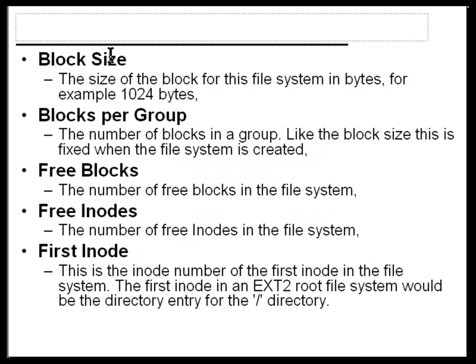It contains information on the block size, which we saw before, and the blocks per group. The blocks per group is the number of blocks in a group. Like the block size, this is fixed when the file system is created. It holds the number of free blocks, the free inodes as we saw, and the first inode. The first inode is the inode number of the first inode in the file system, and the first inode in the ext root file system would be the directory entry for the root directory.